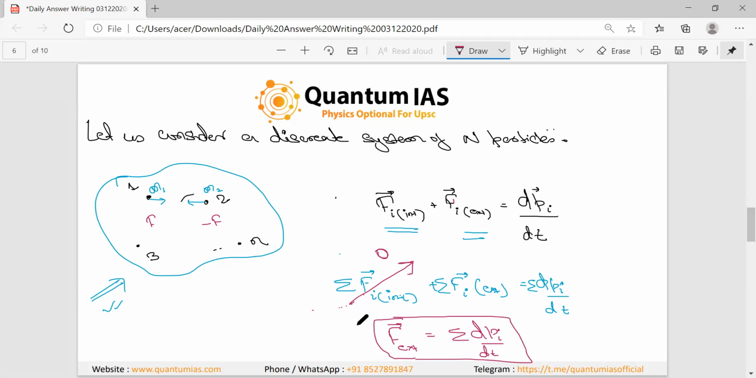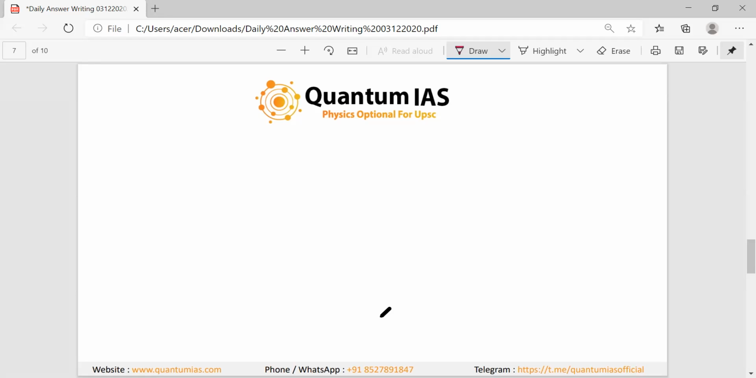dp_i upon dt. What is this? The net external force is equal to the summation of the rate of change of momentum of all of the individual particles. What can we write?